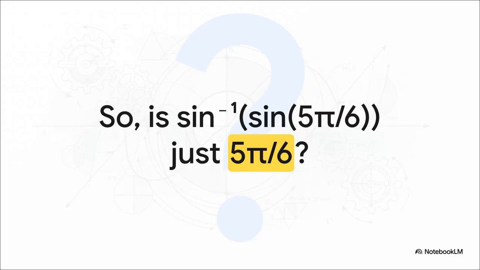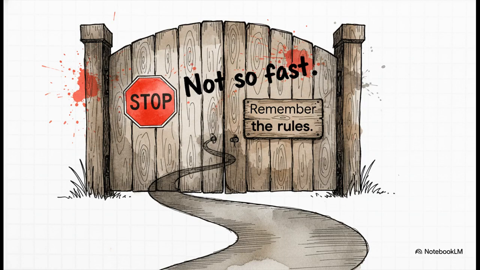Okay, get ready, because this next one is a classic trap. You see this on exams all the time. You see inverse sine of 5 pi over 6, and your brain just screams, they cancel out, the answer is 5 pi over 6, right? Whoa, not so fast. If you just canceled them out, you're totally ignoring the biggest rule of the game we just learned. You're forgetting about the range.